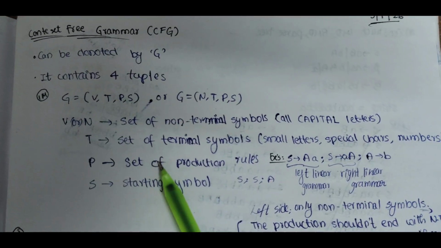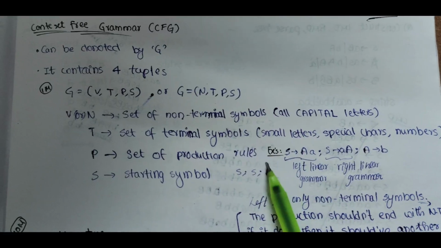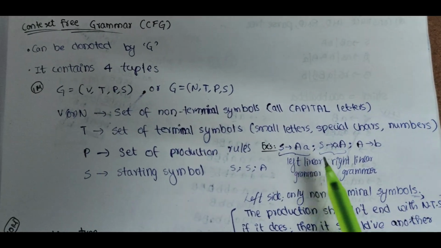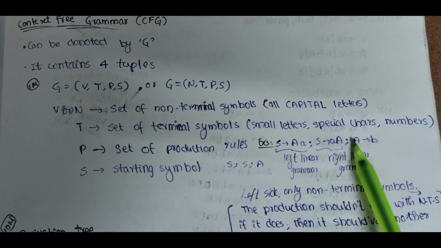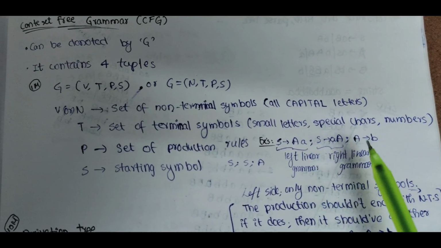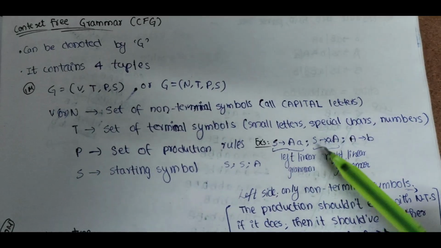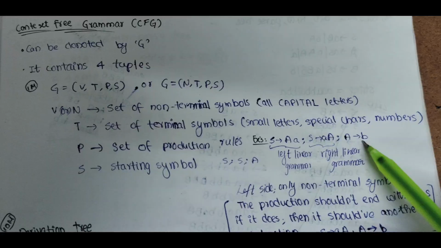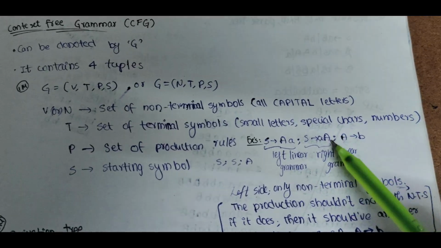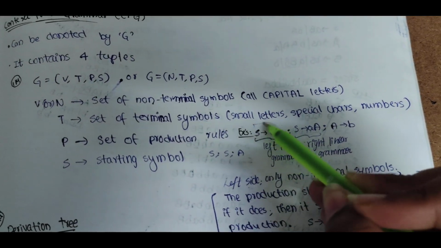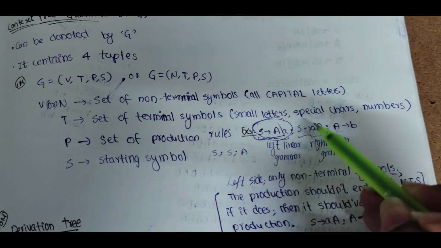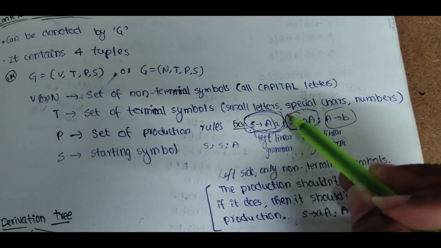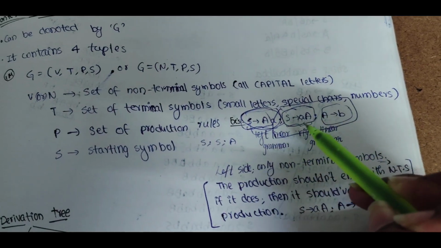P is nothing but the set of production rules. For example, S gives capital A small a. This is nothing but left linear grammar. S gives small a capital A, which is nothing but right linear grammar. If we get a non-terminal symbol at the end, then it has to have another production. So A gives B is another production. So basically this is one production, this is one production, this is one production, and this is one production. We can take this as one example and this whole thing as another example.